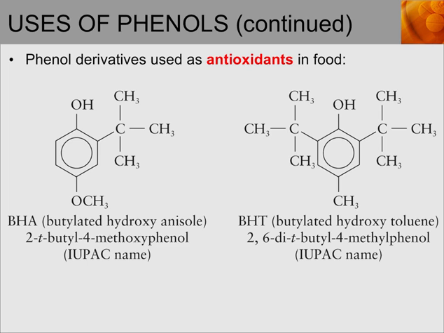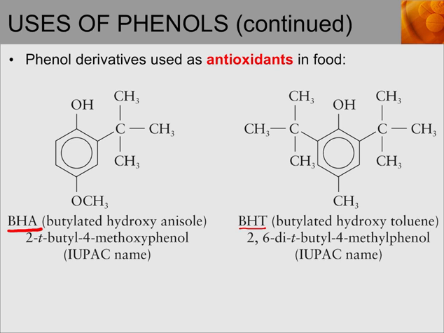Phenol derivatives can also be used as antioxidants in food. So you've probably heard of antioxidants before. So these prevent oxidation within our cells. So for instance, our skin. One is BHA, and this is not too complex of a molecule. The name is very complex though. It's called butylated hydroxyanisole, and we just abbreviate it as BHA. The other one is called BHT, so that stands for butylated hydroxytoluene.